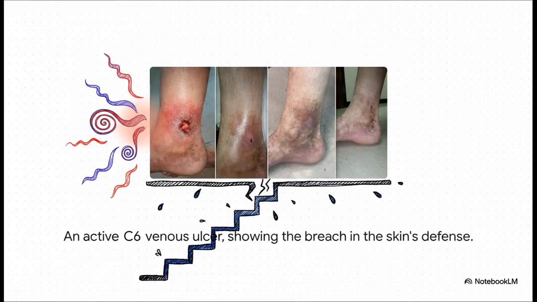And wow, this image really drives it home. This is a C6 active venous ulcer. You can see that open wound, the damaged skin all around it. This is the culmination of that whole story of chronic venous hypertension. It's the final step on our clinical staircase.